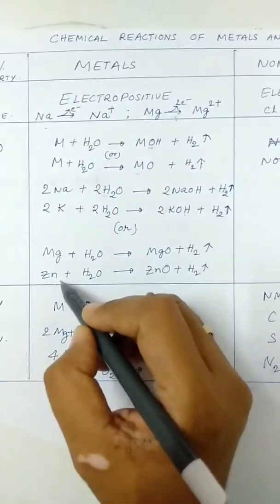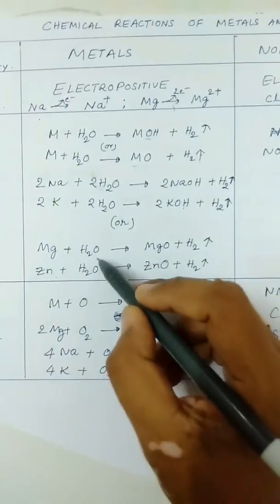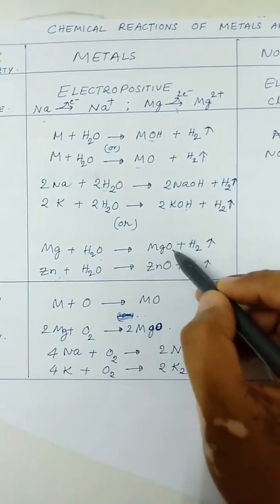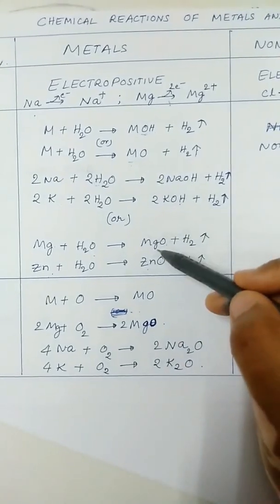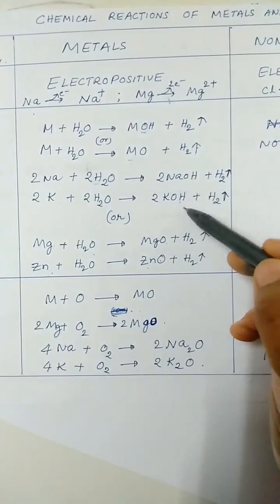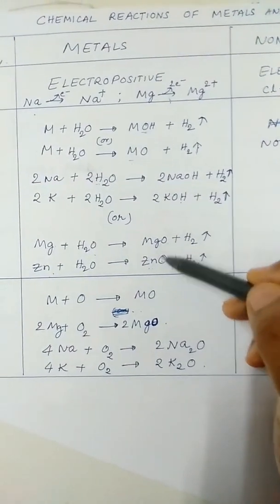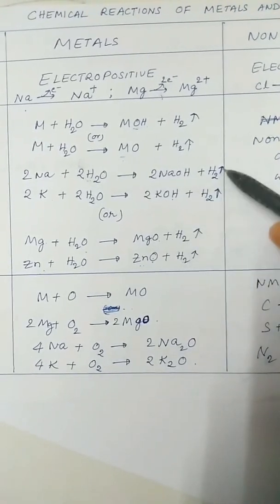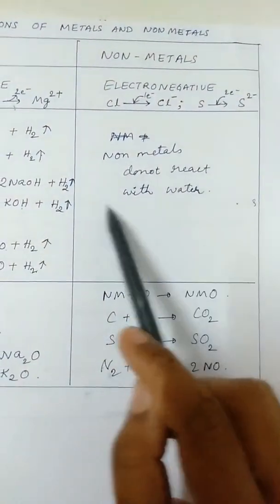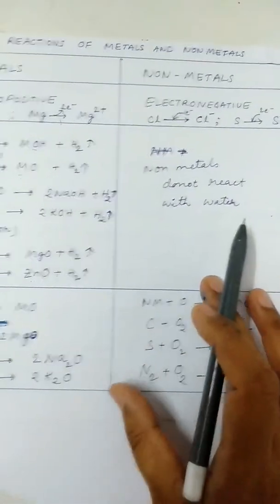Whereas magnesium and zinc are moderately reactive, not so reactive as sodium and potassium. They react with water and form magnesium oxide and zinc oxide. Hope you understood the difference here. Sodium and potassium form metal hydroxide, whereas magnesium and zinc form metal oxide. But what is common? Hydrogen gas release is common here. Speaking about non-metals, they do not react with water. Non-metals cannot react with water.